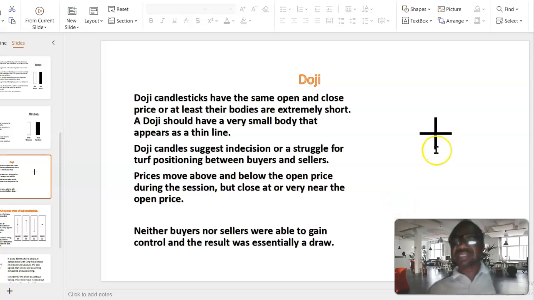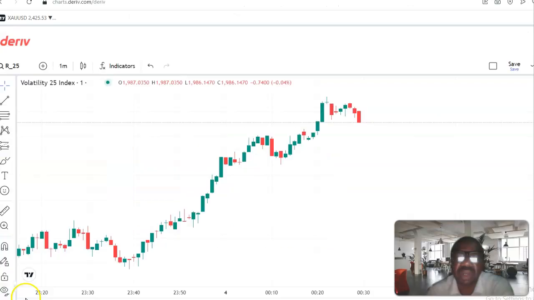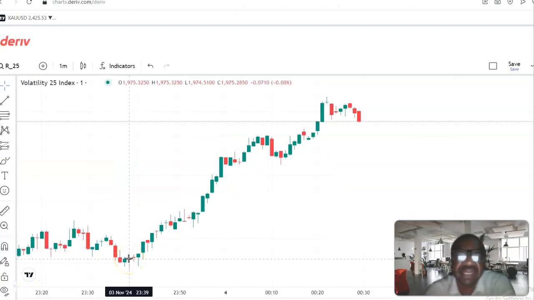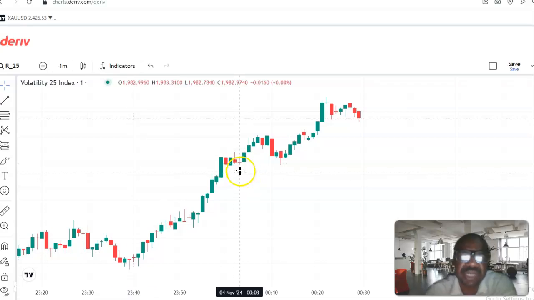Now, this is a drawing. This is called a doji. Now let's go to the chart and identify a doji. Alright, we're here in the chart now. Let's identify the doji. First of all, you can see the doji here. This is a red doji.